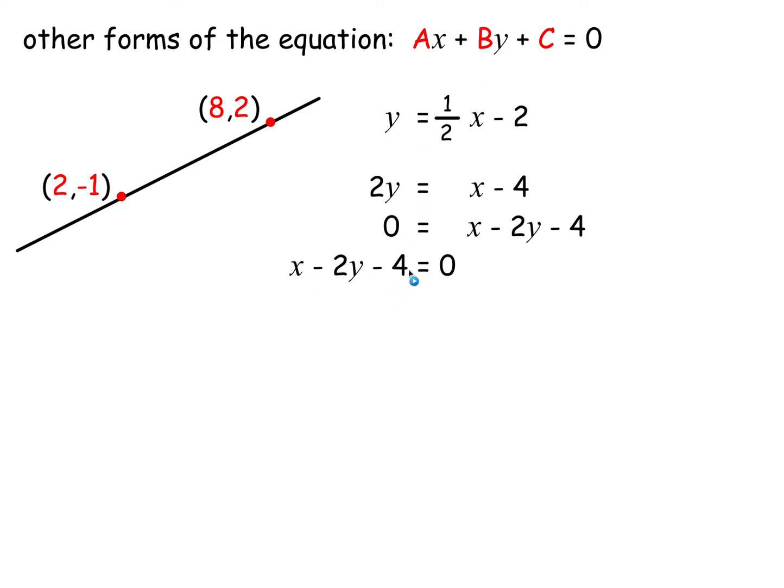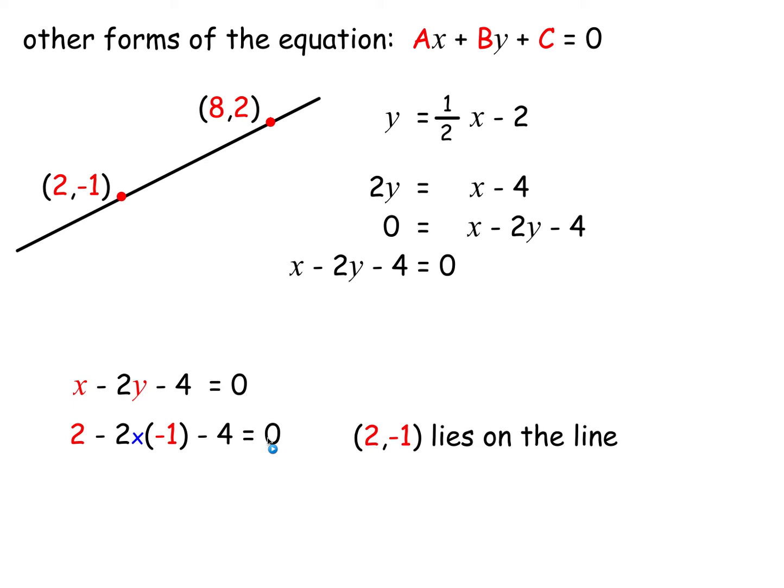Now, if this is the equation of the line, which it is, these points should satisfy this equation. That is, if I make x 2 and y negative 1 in this equation, it should make the equation true. So here's a check. I'm going to make x 2 and y negative 1: 2, subtract negative 2, well that makes 4. Take away that 4, does give you 0. When I made x 2 and y negative 1, the left hand side worked out to be 0, as it should. That means (2, negative 1) lies on the line.